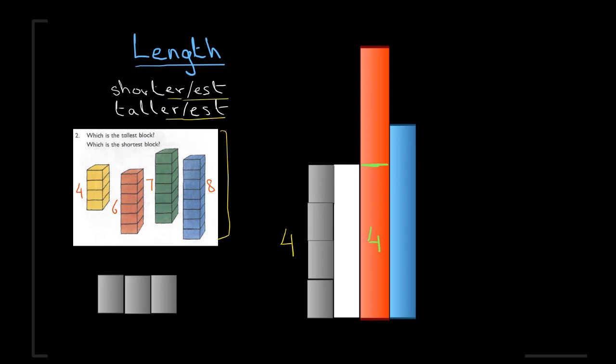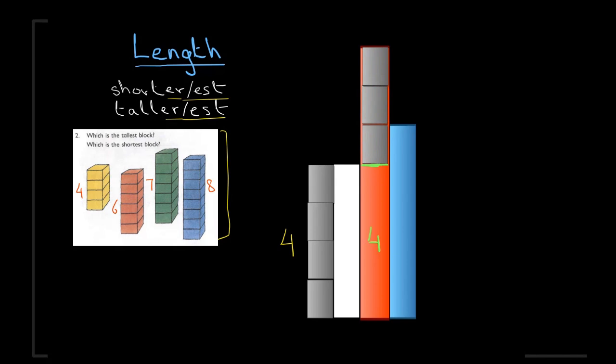And now what we can do is start putting in more gray bars, and you can see that about 3 more gray bars fit into the red bar.